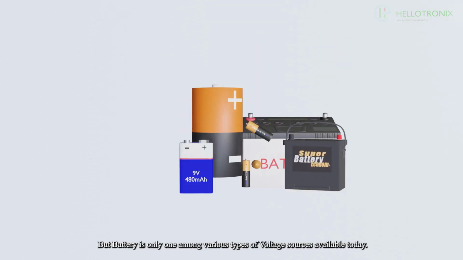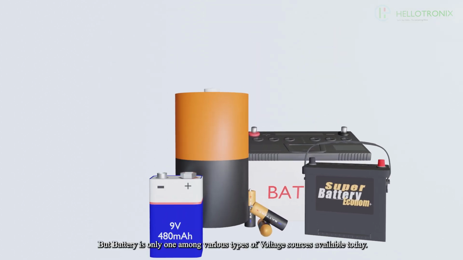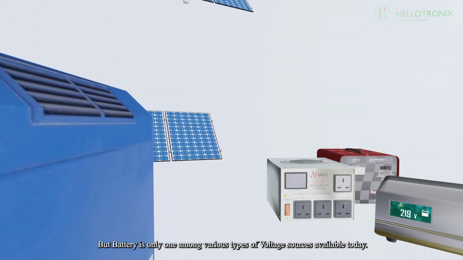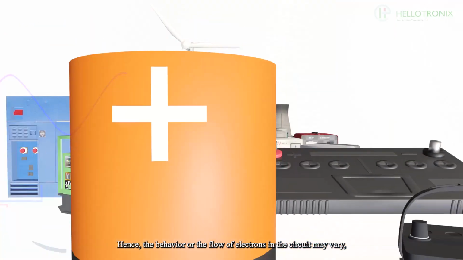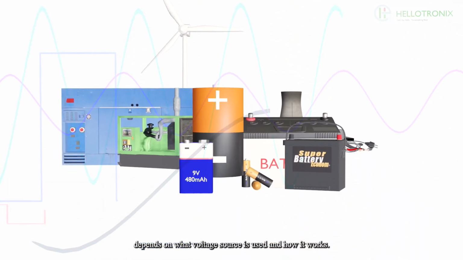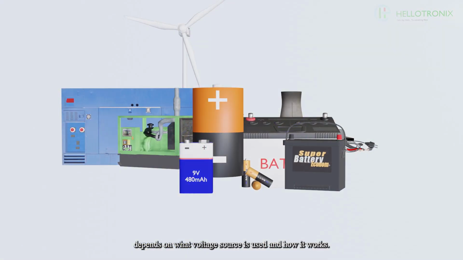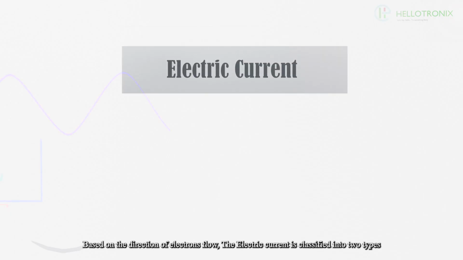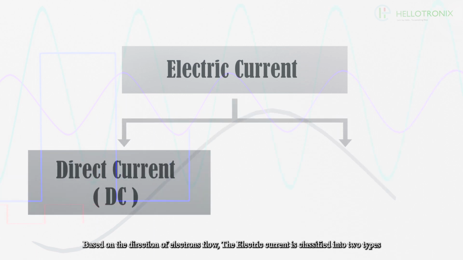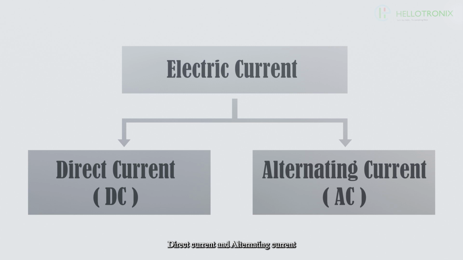But a battery is only one among various types of voltage sources available today. Hence, the behavior or the flow of electrons in the circuit may vary, depending on what voltage source is used and how it works. We know the flow of electrons is generally known as current. Based on the direction of electron flow, the electric current is classified into two types: direct current and alternating current.